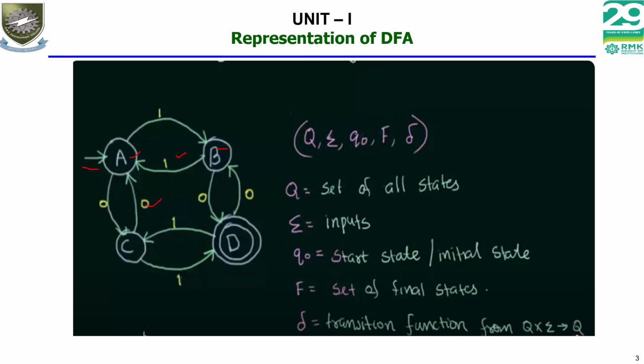The DFA has five tuples. Q is the set of all states, that is A, B, C, D is the set of all states. Then sigma is input. So here in this example, we have the input values 1 and 0. Then Q0 is the start state or the initial state. F is the set of final states, and delta is the transition function that is mapped to Q. This is the representation of DFA.